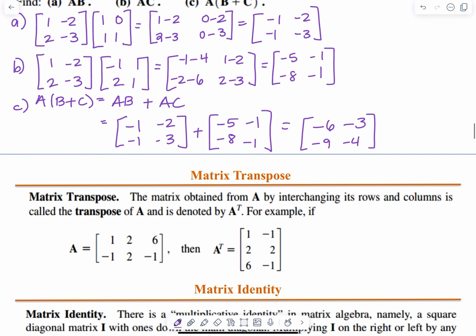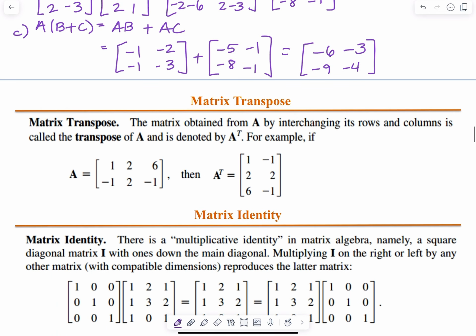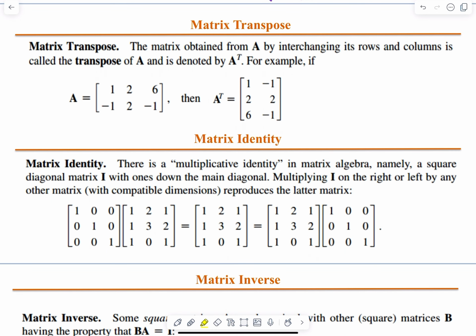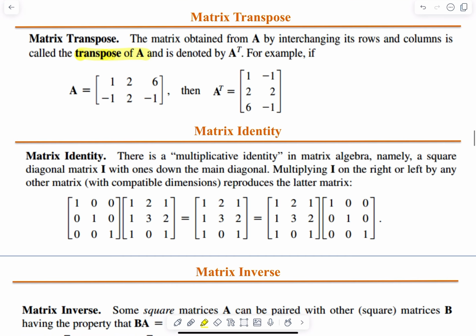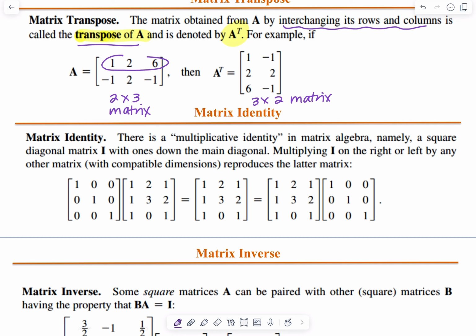Okay, let's talk about the transpose of A. So what would be the transpose of matrix A? The matrix obtained by interchanging its rows and columns is called the transpose of A. And it's actually denoted by A with a capital T as a superscript. So as you can see, here we had a 2 by 3, and now we have a 3 by 2 matrix. And we just took this row and we have this column.